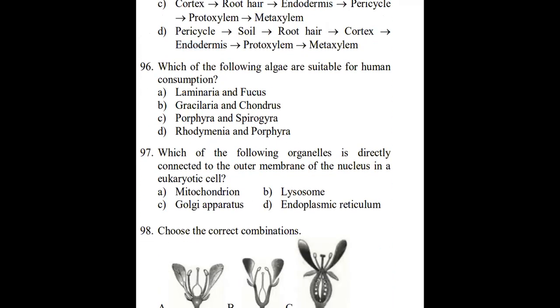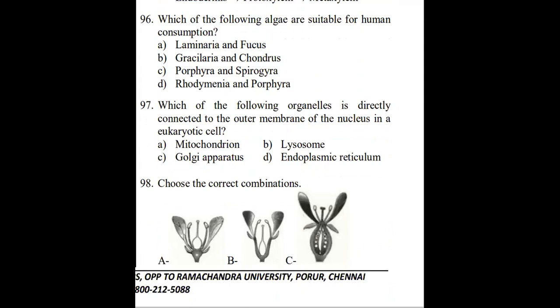The next question: which of the following algae are useful for human consumption, which means the edible ones they are talking about? So we'll see this one. First thing you have to remember, Porphyra. Porphyra are usually going to be edible. So the answer might be C and D. Let's see which is going to be the correct answer.